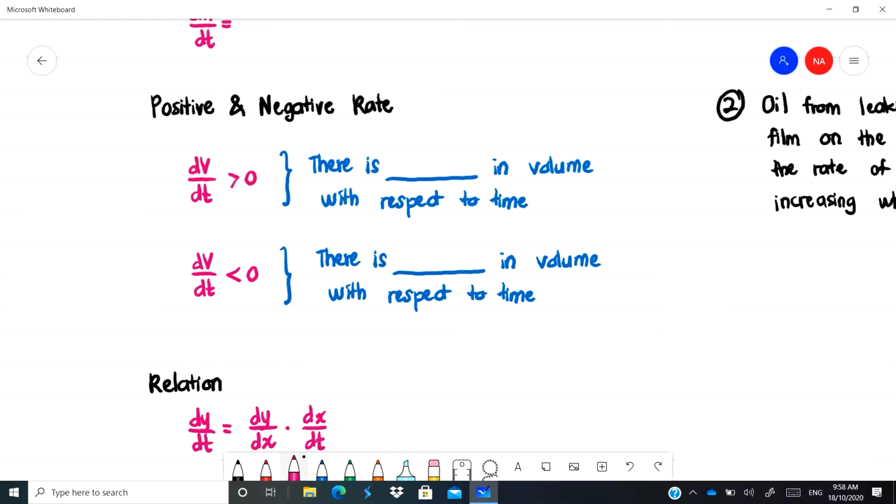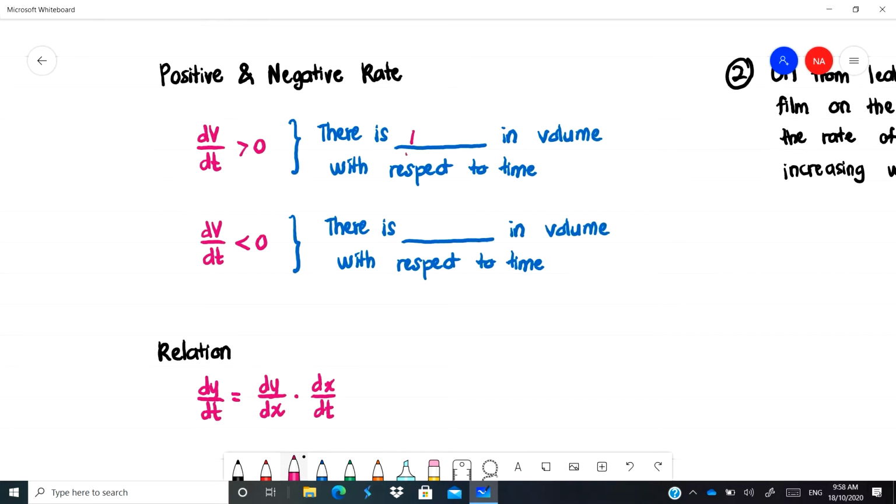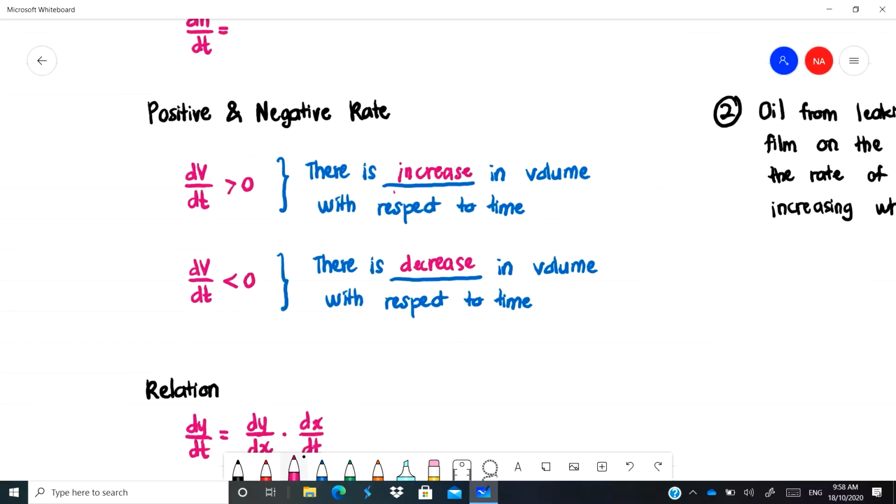Next, we'll have positive and negative rate. For example, we have the volume, dV over dt, which is greater than 0, which is positive, so that should be an increase in the volume with respect to the time. Yes, there is a change, but the change should be increasing or decreasing. So in this case, if it is positive, it should be increasing. What if dV over dt is less than 0? That means there is a decrease in the volume with respect to the change of time.